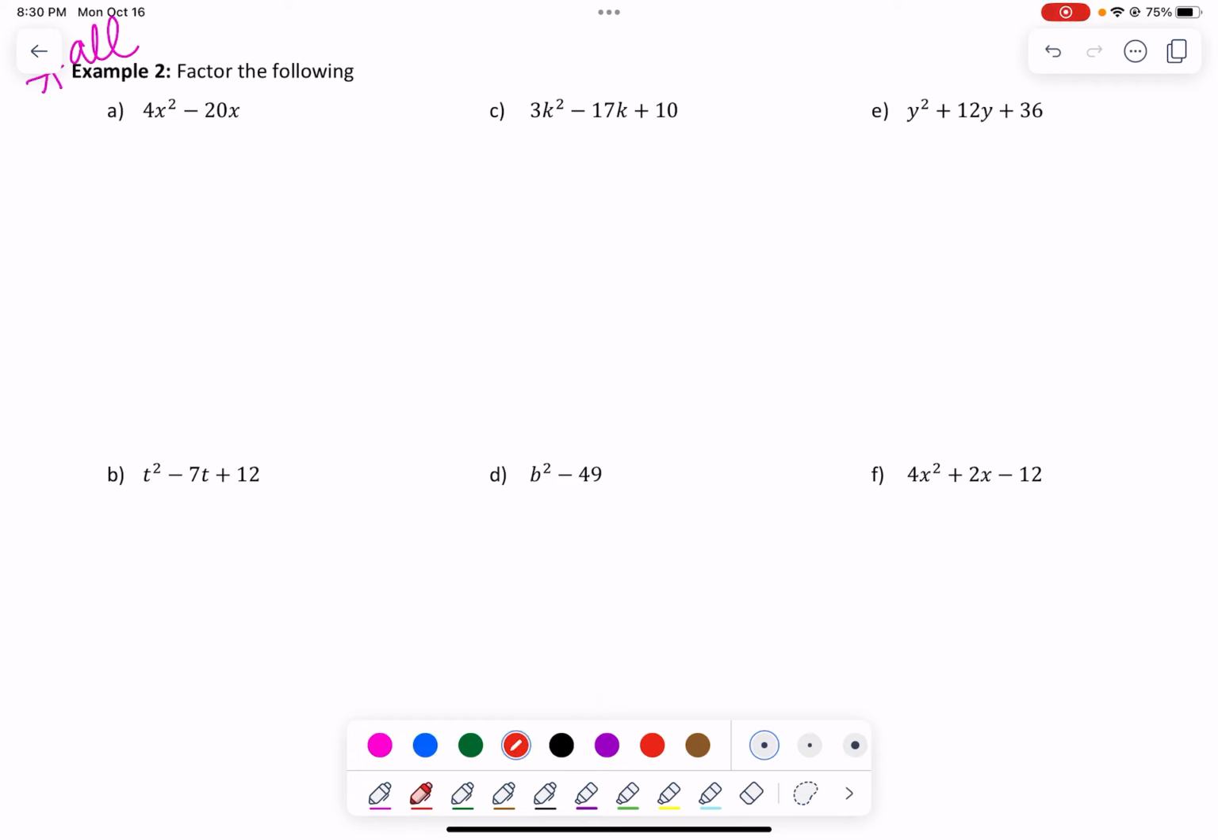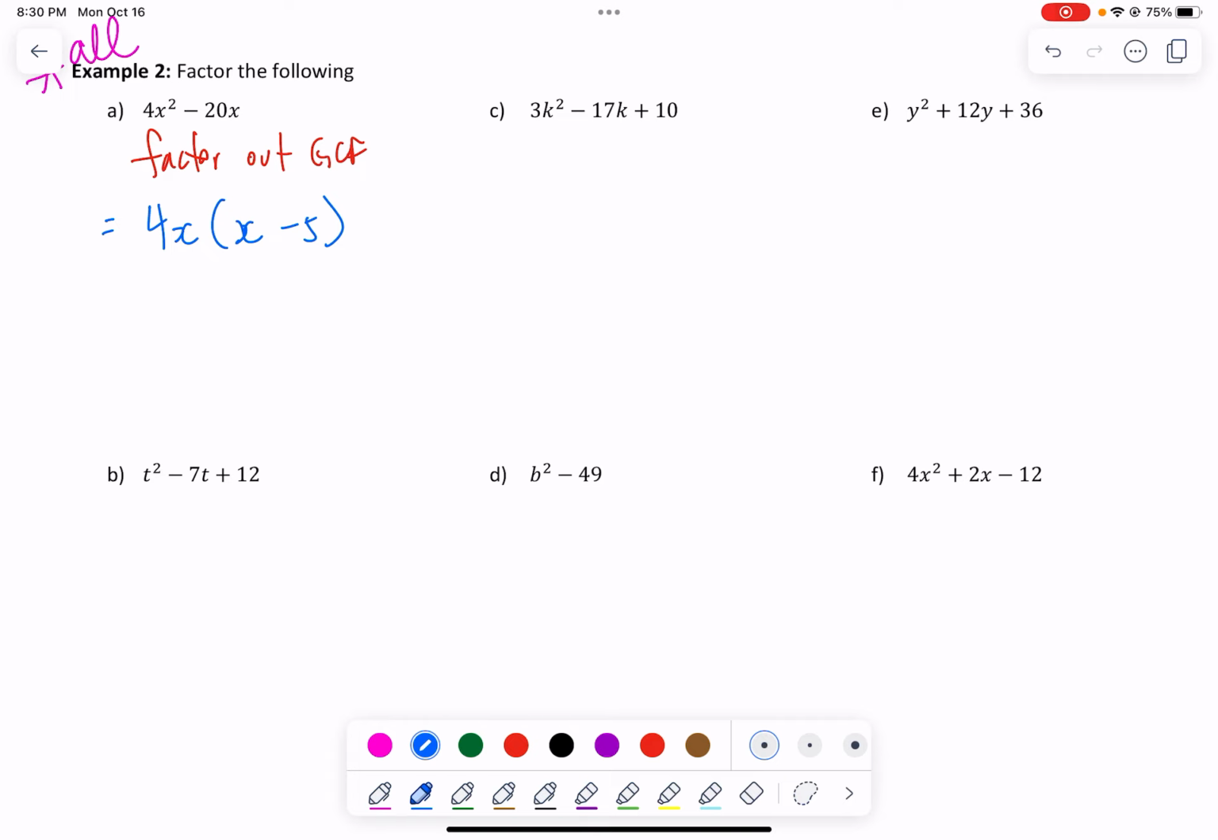Factor the following. For this first one, there's just two terms. Neither of them, well, the first one's a perfect square, but the second isn't. So we're going to factor out a GCF. And that's going to be the first thing we do with all of these. So factor out a GCF. So I can factor out a 4x, and this time I'd be left with x minus 5 after we divide each one of those things.